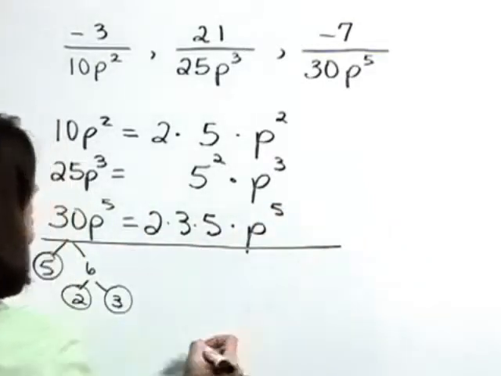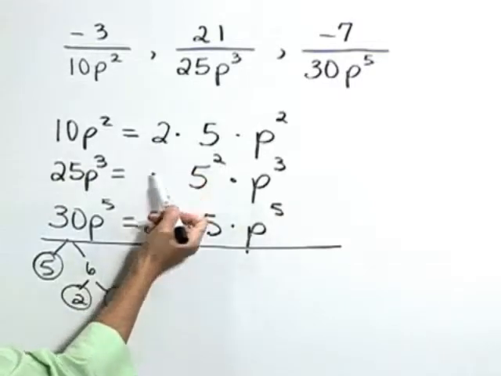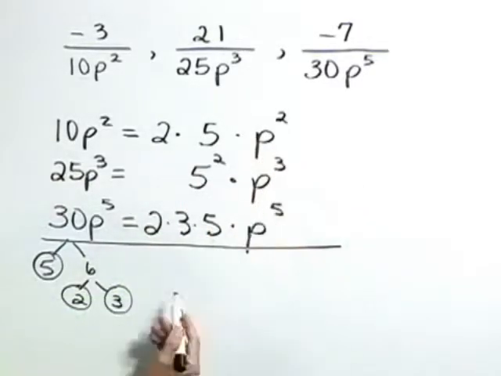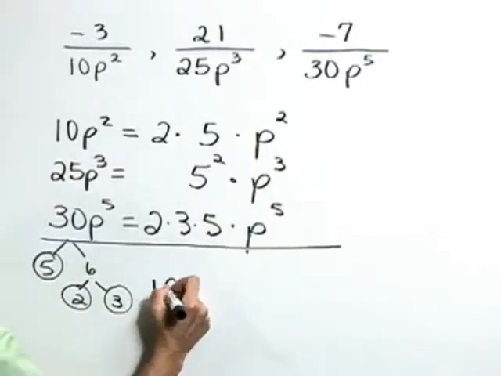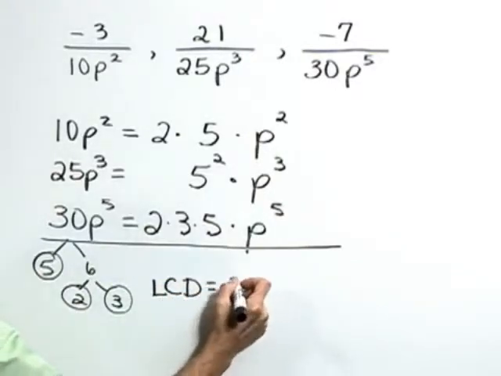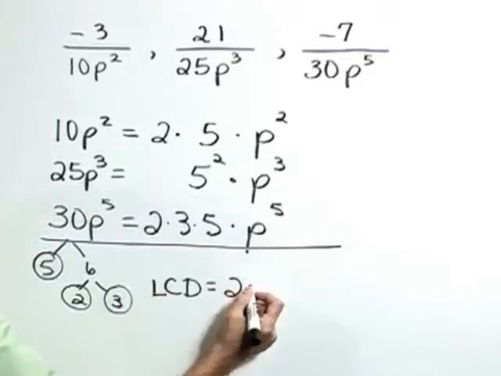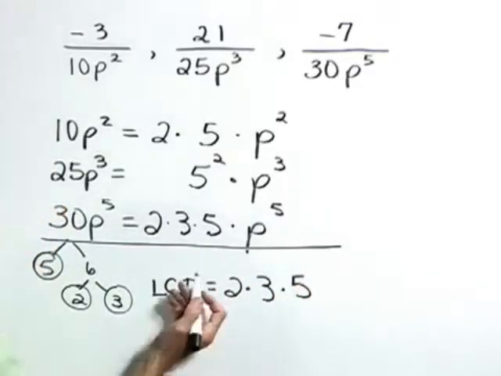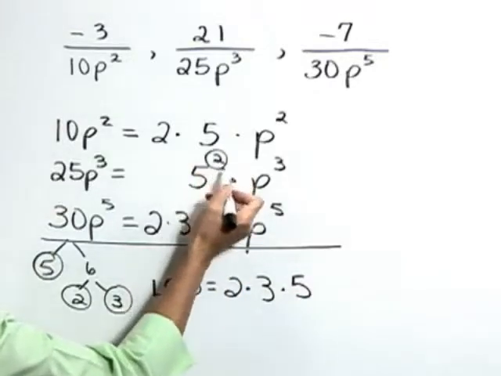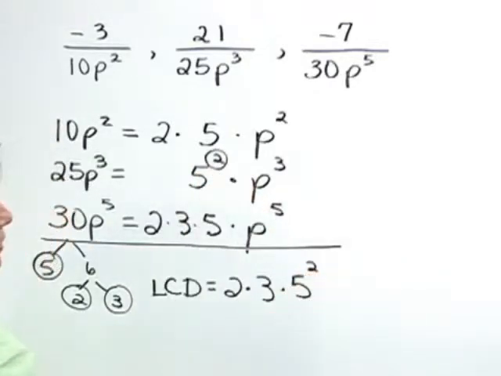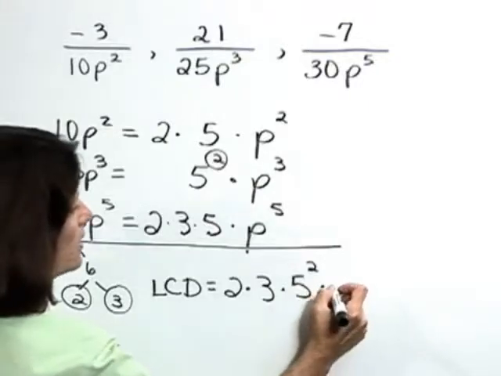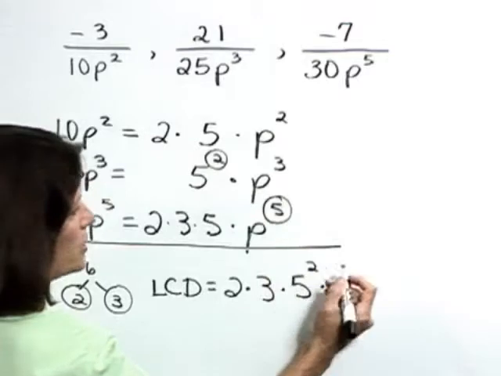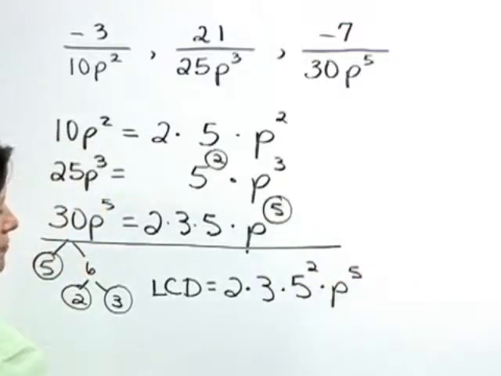Now, a least common denominator is going to include every factor that we see here along with its largest exponent. So our LCD is going to include a factor of 2. It's going to include a factor of 3. It's going to include a factor of 5 to the second power. That's our largest exponent that we see. It's also going to include a factor of p raised to our largest exponent, the 5.